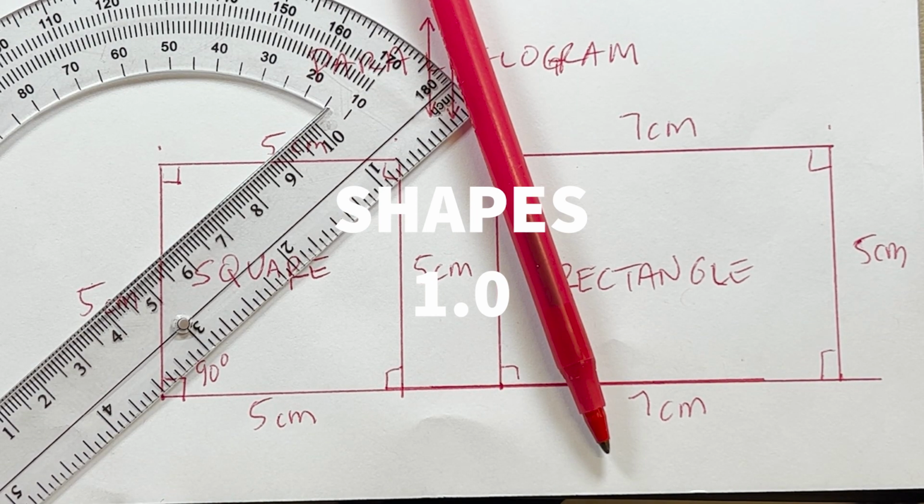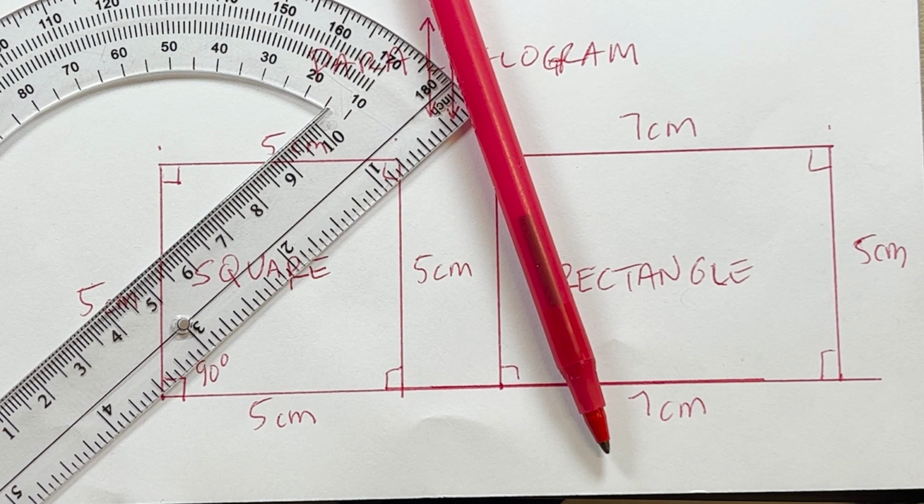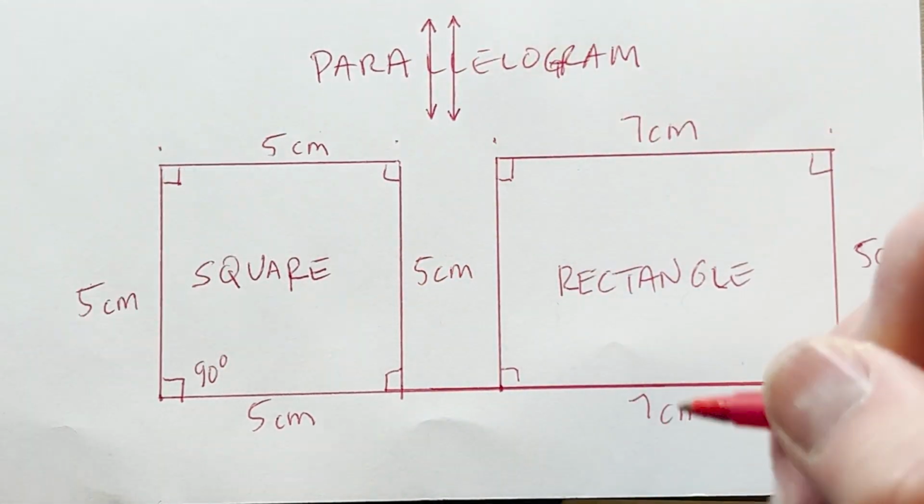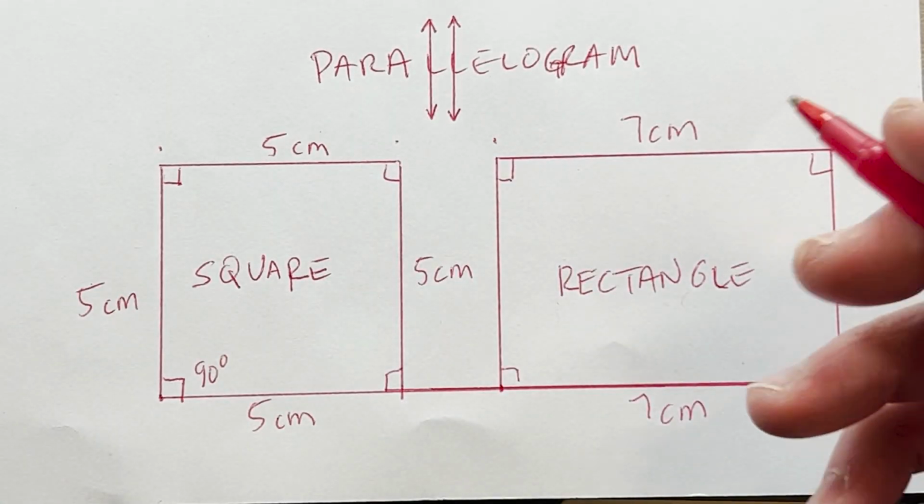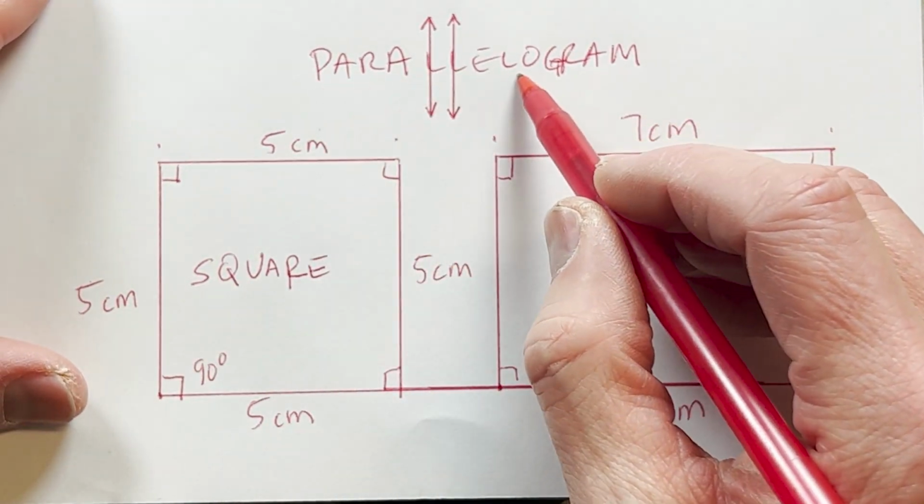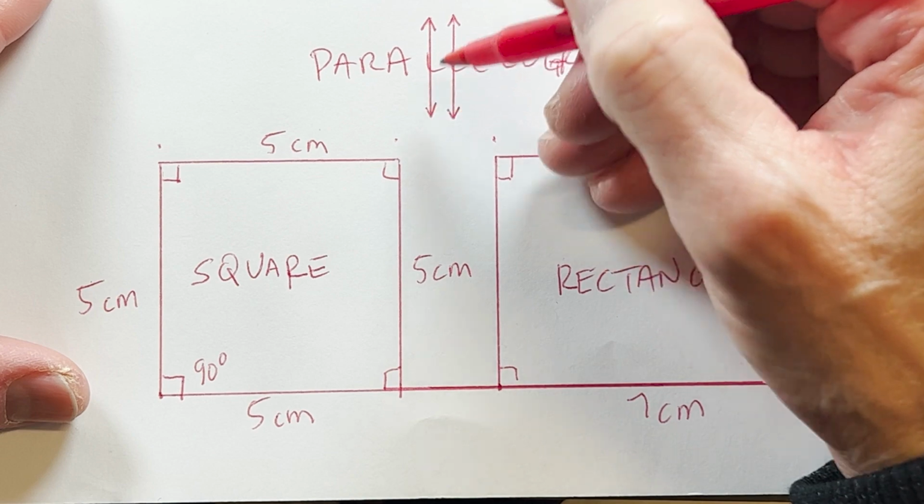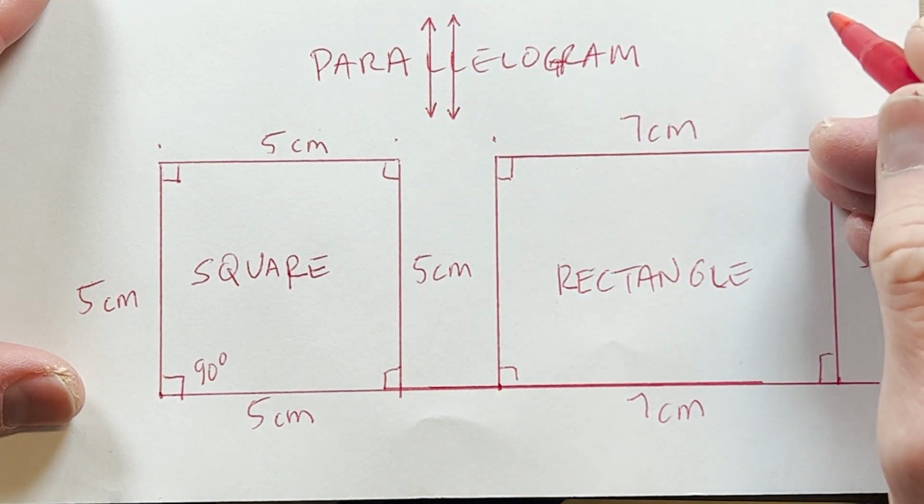Shapes 1.0. I made some shapes with parallel lines. Lines are parallel if they go across from each other, but they never touch or cross over.